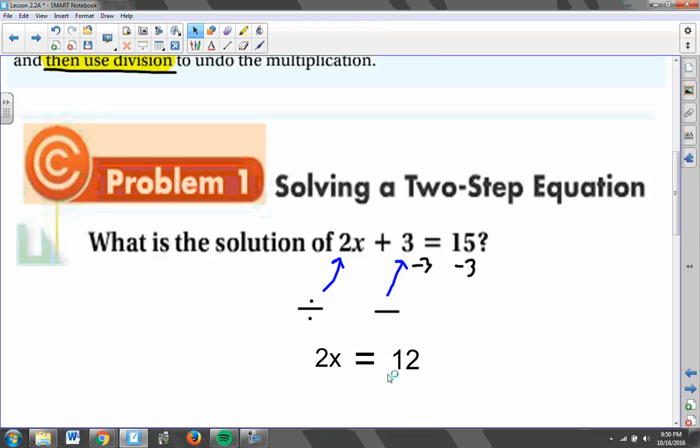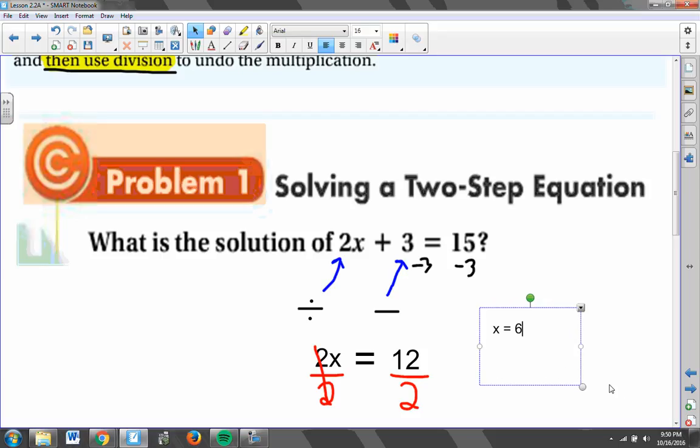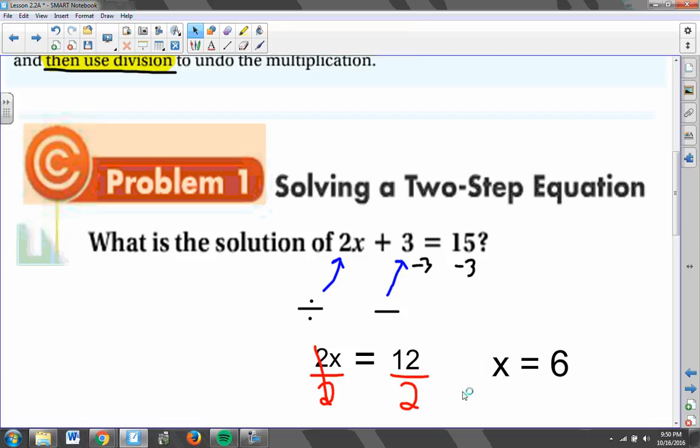And now I can undo my multiplication because that's all that I'm left with on the left side attached to my x. So I'll undo the multiplication by dividing by 2, divide the other side by 2 as well to follow our division property. And we end up with x equals 6 in this case, because 12 divided by 2 is 6. So we undid the addition by subtracting 3. We undid the multiplication by dividing by 2, and we end up with our answer, our variable all isolated by itself, x equals 6.